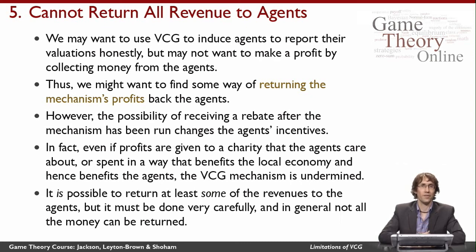So overall, we've seen that despite the great properties that VCG has, there are also some caveats with it. Now, I should mention that some of these caveats are problems with mechanisms other than VCG as well. So although I've pointed out some problems here, I don't want to leave you with the impression that these are problems only with VCG. But in general, these are things that one should think about before making a choice of mechanism.